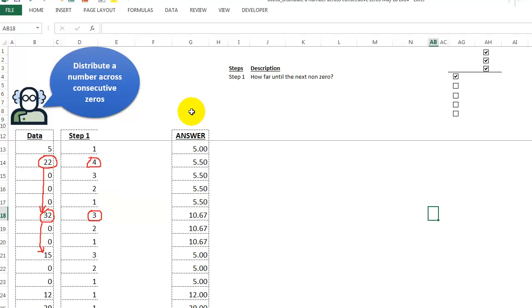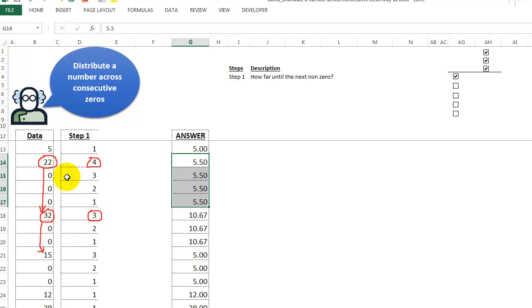So the way I look at it, step 1 would be how far until the next non-zero. Here I have circled the first number that's followed by a 0, and I want to know, there's another 0 and another 0, how far down until I find the next non-zero value. So here this formula shows a 4, meaning we have to go all the way down here to the next non-zero value. So we have to take the 22 and divide it into 4 cells. Here we have 5.5, 4 different times, which corresponds to all 4 values here that need to be split.